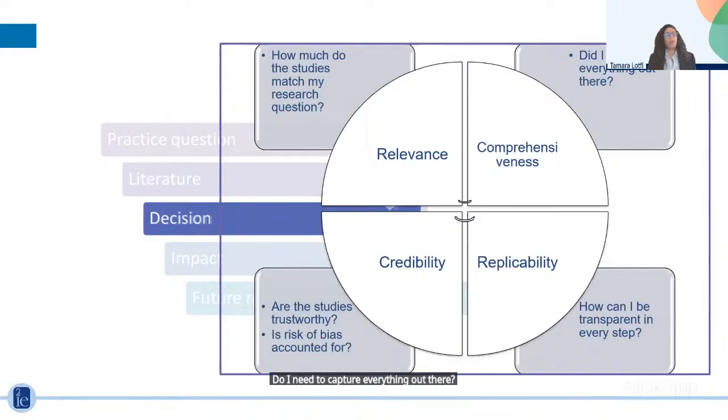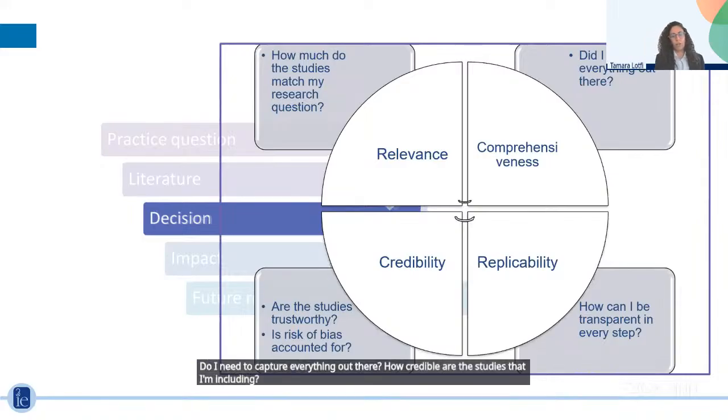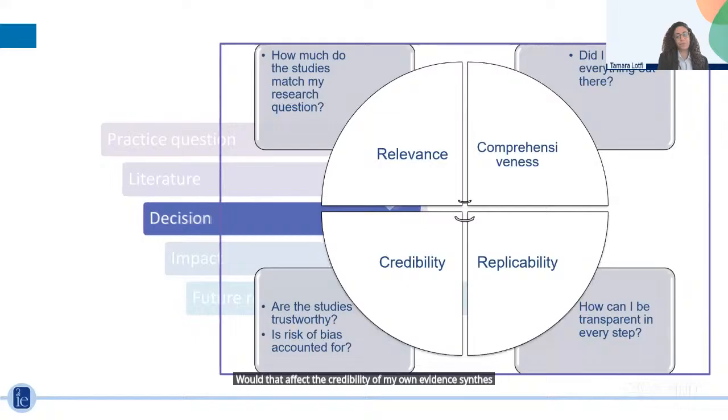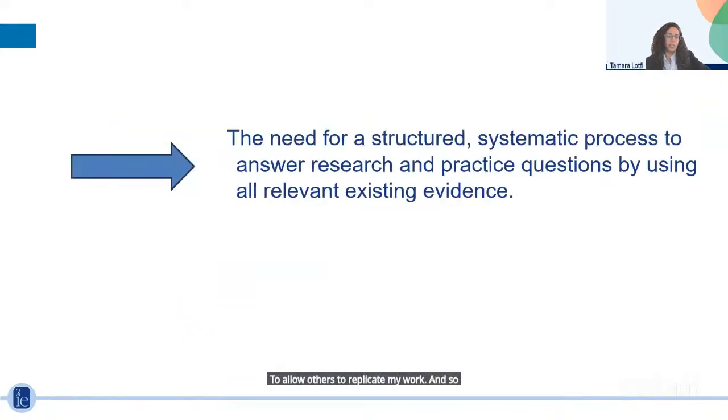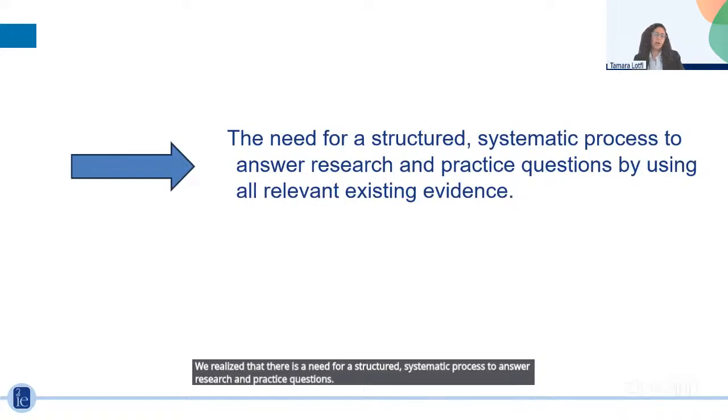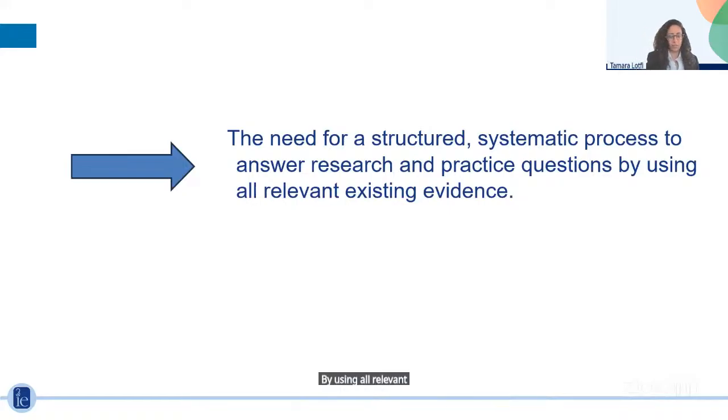How credible are the studies that I'm including? Would that affect the credibility of my own evidence synthesis or review? And last, is my work replicable? How can I be transparent in every step that I'm taking to allow others to replicate my work? And so thinking about all these things, we realize that there is a need for a structured, systematic process to answer research and practice questions by using all relevant existing evidence.